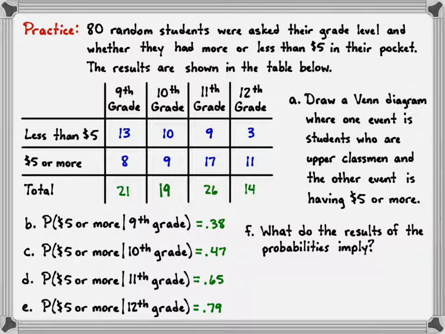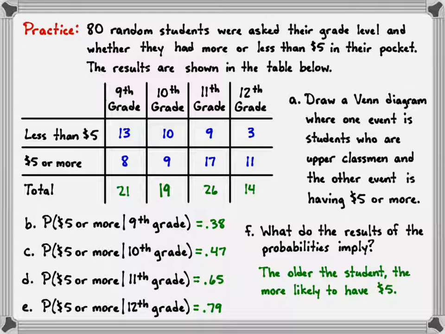And in the last question here, it says, what do the results of the probability imply? This is kind of where probability goes. This is what statistics does for us. It helps us understand the likelihood of certain events happening more often than other events. Well, what do we notice? We notice that our upperclassmen have a higher probability that they will have $5 or more than the lowerclassmen. So we would say that the upperclassmen generally have $5 or more, where the lowerclassmen don't necessarily.